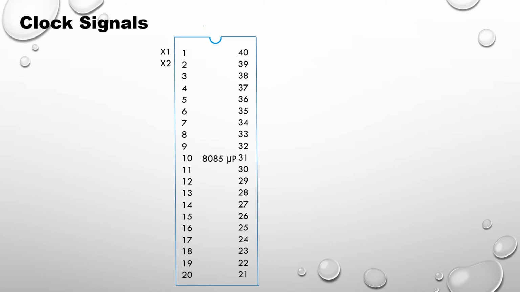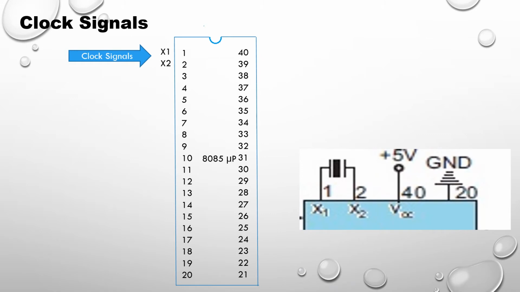Now what are clock signals? Clock signals play a very important role in driving the internal circuitry. With the help of the clock signals, we will be able to drive the internal circuitry. So here you can see X1 and X2 clock signals. You can see here the second diagram. Across X1 and X2, this is the symbol of your crystal.